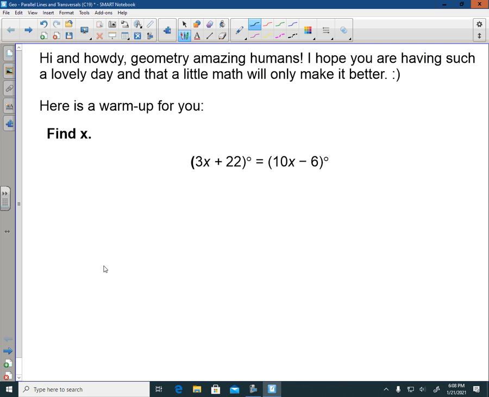When you go to find x in an equation like this, you really don't need to worry about those parentheses and those little degrees anyway. All the parentheses are trying to tell you is that everything inside of those parentheses is a degree measure, and that's all it means. The parentheses and the little degree measure are just describing the units that you'll use at the end. It could say 3x plus 22 feet equals 10x minus 6 feet. It's just letting you know what unit is involved in this question.